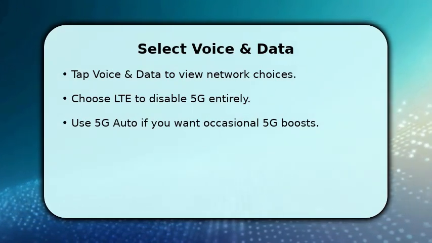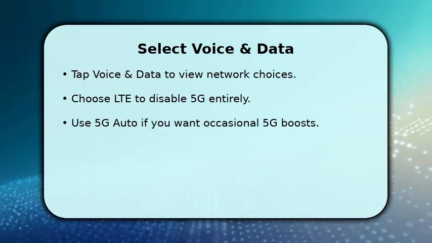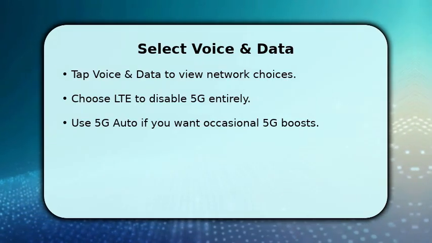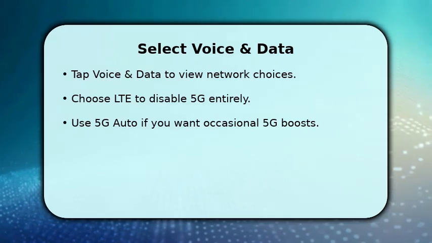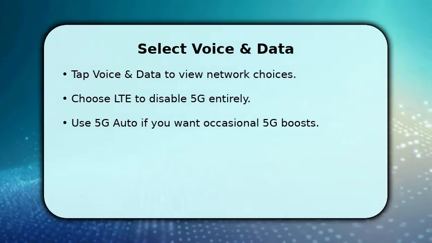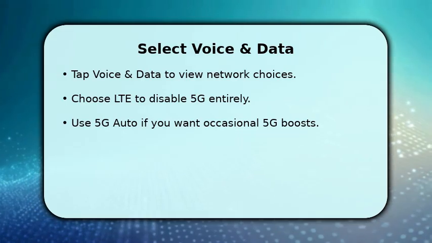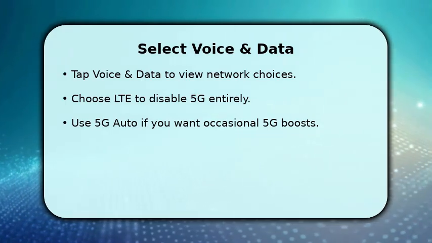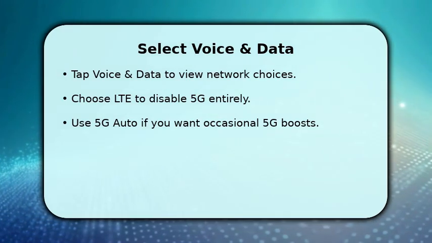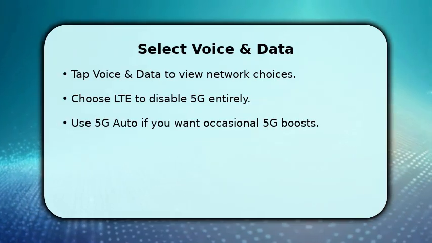You now tap Voice and Data to reveal options like 5G On, 5G Auto, and LTE. Select LTE to turn off 5G for both data and voice handoffs. This forces the phone to use 4G networks and can improve battery life or compatibility. If you prefer occasional 5G, choose 5G Auto instead, which lets the phone use 5G only when it benefits performance.